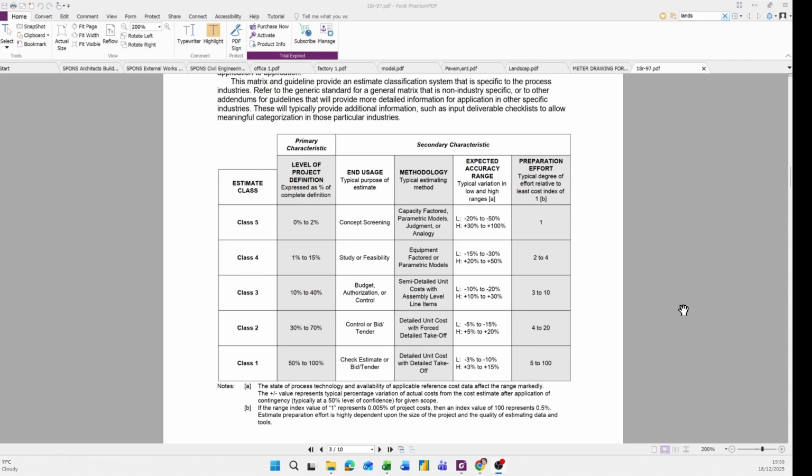Whereas class 1 is the most accurate level of estimation, when you already have your detailed drawings, specification, and other information. At this time, your cost estimation accuracy level should be 85 to 100.